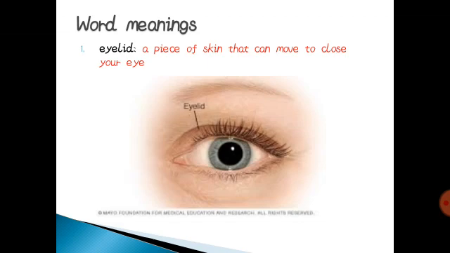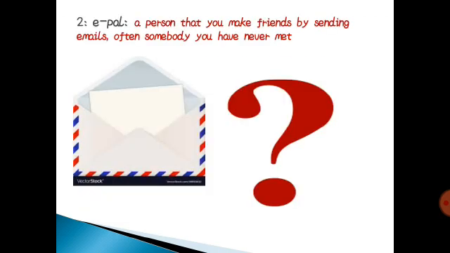The first word is eyelid. Eyelid is a piece of skin that can move to close your eye, as you can see in the picture as well. The next word is eyeball. Eyeball is a person that you make friends by sending emails or letters. Often somebody you have never met.